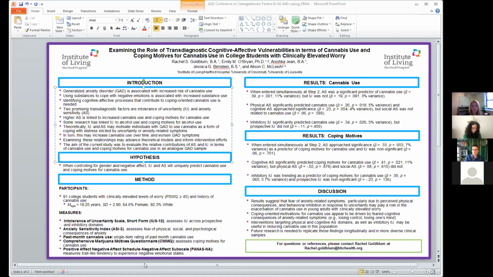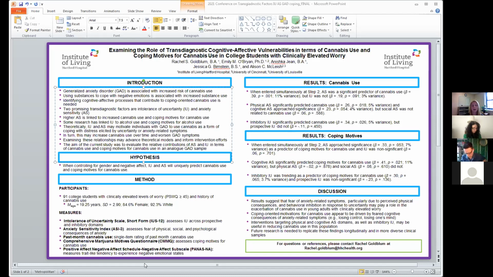So we'll first look at our cannabis use outcome. Step 2 was significant and accounted for an additional 21% of variance. Greater AS was significantly associated with greater past month cannabis use and accounted for 11% of unique variance. IU approached significance and accounted for an additional 3% of variance.